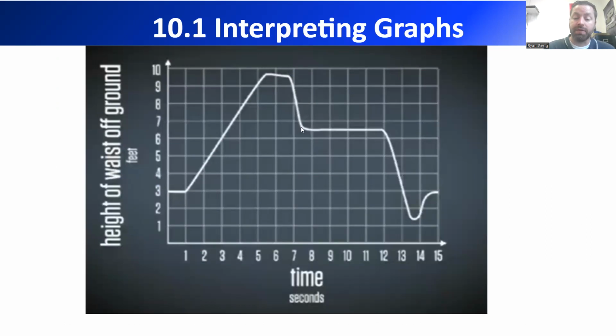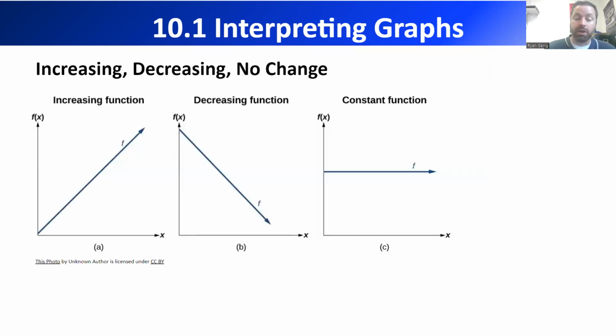top of the slide. And if you watch while he's doing that, he sits there for a little bit. And his waist, his height above the ground doesn't change for about 3 seconds. And then he goes down the slide. And at the very end, when his feet hit the ground, he stands up and his waist is 3 feet above the ground. And that's how that graph got interpreted. Okay. So we talked about increasing, decreasing, and no change there. And in that example, an increasing function is one that grows over a certain interval. A decreasing function is one that's going down over a certain interval, and a constant function stays the same.